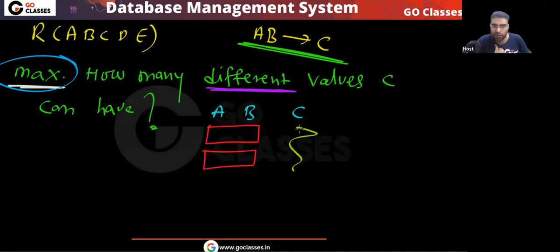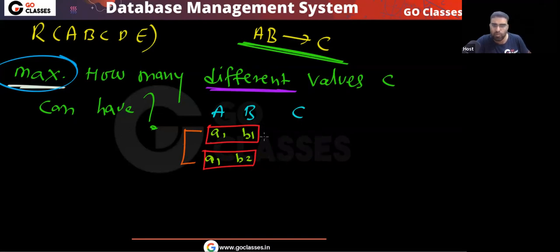I want different values for C. Okay. Now you tell me one thing. This functional dependency is given to you. If I give you two different combinations, is it mandatory that C must be different? Okay, it is not mandatory. C may or may not be different. For different combinations, this C can be the same or this C can be different.